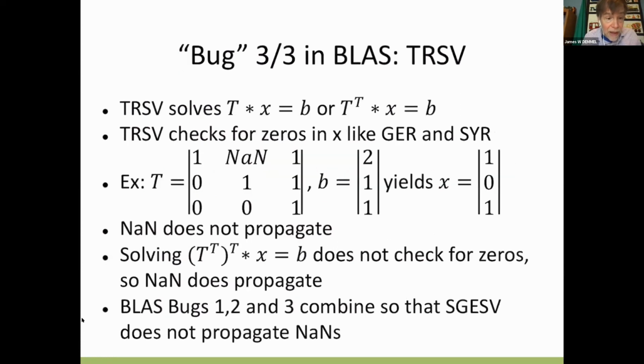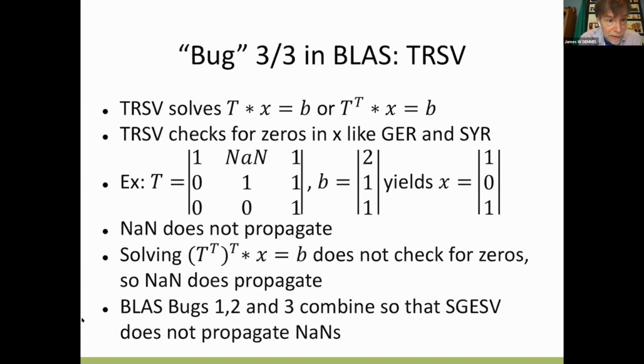Next slide. The same thing happens in triangular solve, because it checks inconsistently for whether there are zeros in the solution and doesn't propagate NaN. Here's a little 3x3 triangular system to solve with a NaN in it, and it yields the answer 1, 0, 1. The NaN does not propagate, because when it computes the 0 in the x, it says, oh, I don't have to update by that, so it doesn't bother multiplying the 0 by the NaN. On the other hand, if you solve the mathematically identical triangular system, where you transpose the matrix and ask TRSV to solve the transpose, it doesn't check for zeros. So the NaN does propagate.